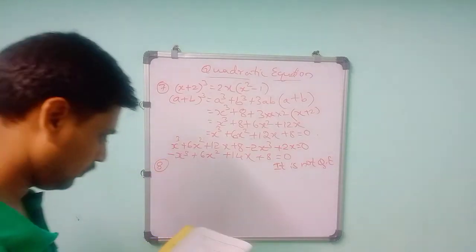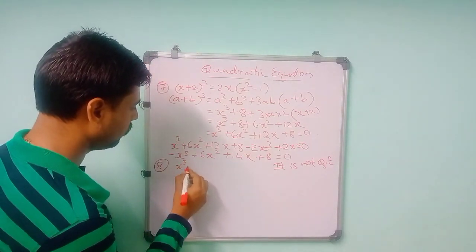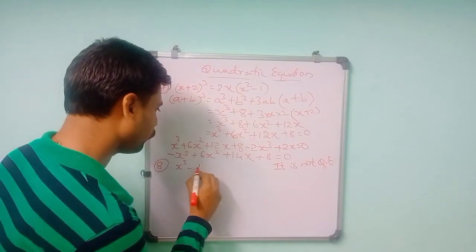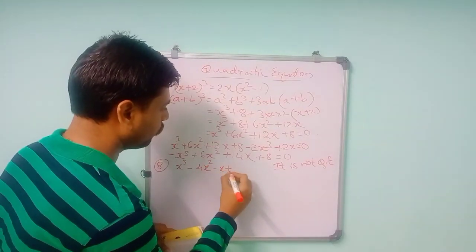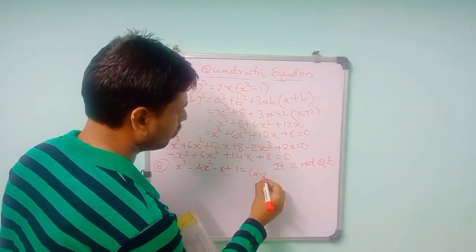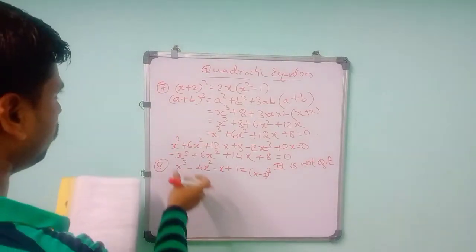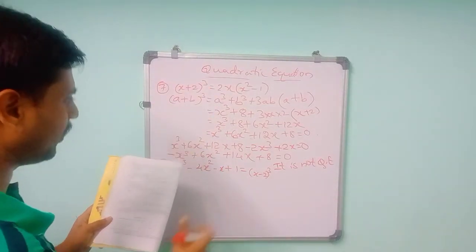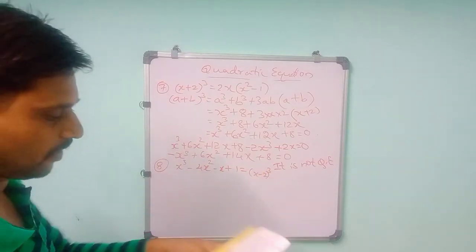The 8th question is given like this: x cube minus 4x square minus x plus 1 is equal to x minus 2 whole cube. It is like the previous problem, only here they give a minus b whole cube. So x cube minus 4x square minus x plus 1 is equal to x minus 2 whole cube.